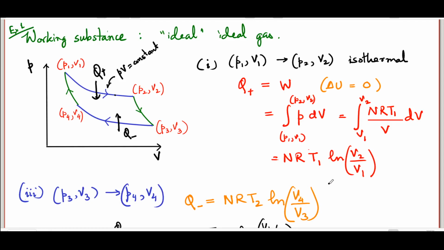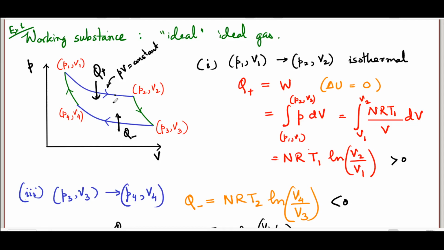Before moving any further, let me point out that V2 here is obviously more than V1. It's an isothermal expansion which takes you from here to here. So log of V2 by V1 is log of a number which is more than 1. Hence this is positive. On the other hand, Q minus is basically an expression which has log of V4 by V3. V4 is smaller than V3, log of a number less than 1. So this is negative. So our identification of this as Q plus and this as Q minus was perfectly alright.